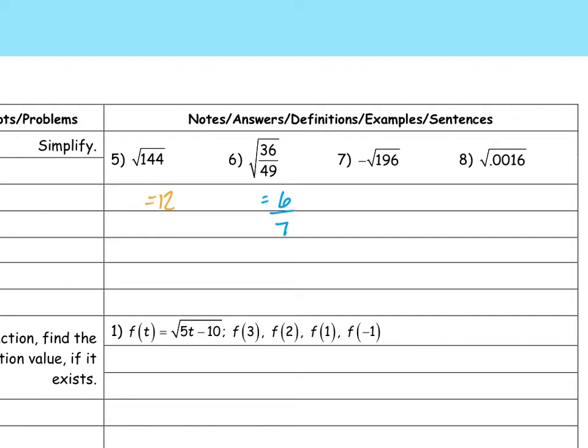What's the negative square root of 196? Negative 14. Beautiful. It's negative 14 because there's a negative on the outside. Okay. And what's the square root of 0.0016? 0.04. Nice job. Any questions on how to find square roots? Awesome. You guys are awesome.